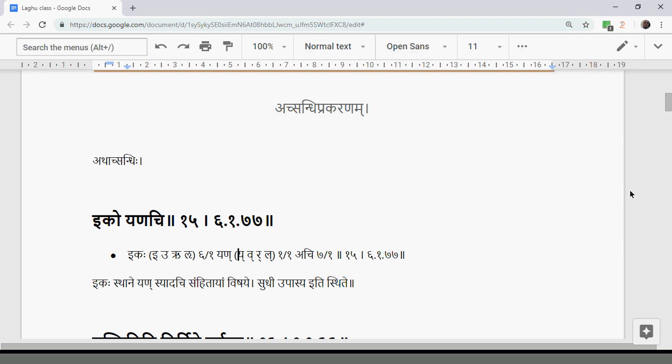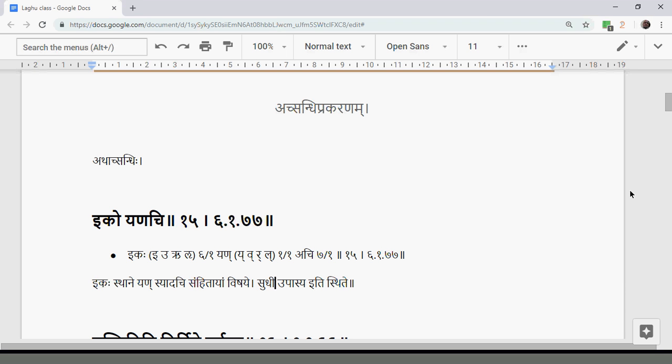And yan is also a pratyahara, which is yakara, vakara, repha and lakara. Achi parataha, when ach immediately follows, not with vyavahita sambandha, avyavahita, which is not sandwiched with any other letter. When a vowel follows any of the ik letters, this is an utsarga, and there can be an apavada. Utsarga is a general rule, and there can be an exception, another rule which will supersede it, but this is a general rule. Whenever ik is followed by ach, that time yan will be the adesha.